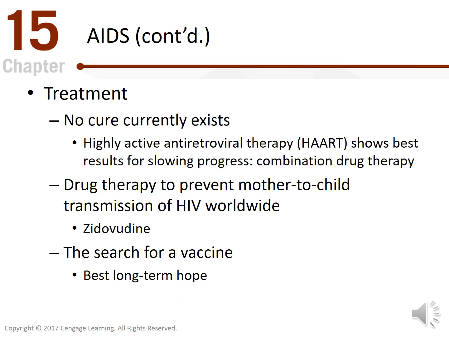Treatment. No cure currently exists. Highly active antiviral therapy shows best results for slowing progress. Combination drug therapy. Drug therapy to prevent mother-to-child transmission of HIV worldwide. And the search for a vaccine is the best long-term hope.